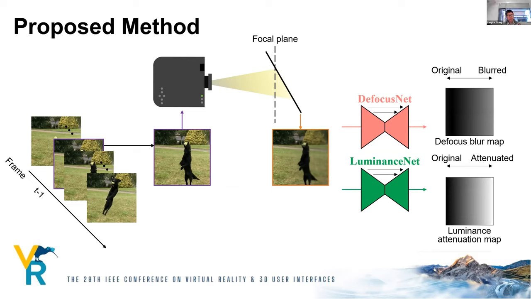Our defocus net estimates the spatially varying PSFs, called the defocus blur map, from the projected result of the previous frame rather than that of a dot pattern. The defocus blur map represents how much each pixel of the projected image has been blurred. In addition, our luminance net estimates a luminance attenuation map that represents the degree of reduction of the captured luminance of the projected result compared to the target luminance, due to the inverse square of light intensity. Please note that other information is also injected to this network, so refer to the paper for the details.